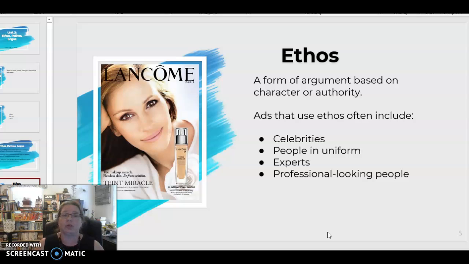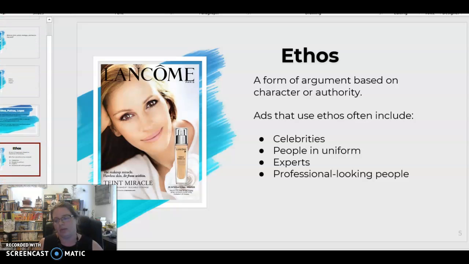People who appear in uniform, doctors or police officers, are relying on the ethos persuasive technique to convince the audience that what they have to say has merit. They're experts in their field. So that would be an argument based on ethos. Anything that requires you to believe in the reputation or the credibility of the people who are making the argument.